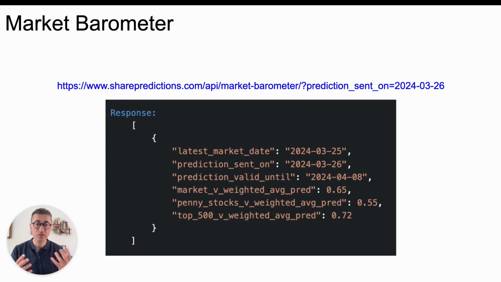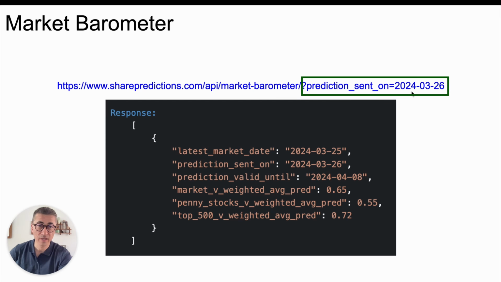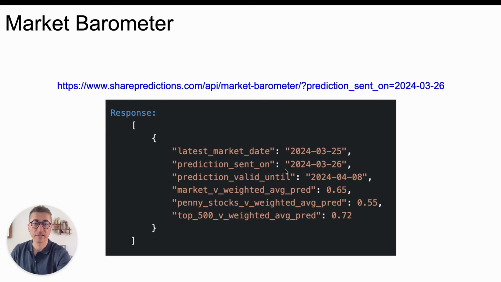And if the prediction sent on date happens to be, let's say, a Monday, since markets are not open during the weekends, the latest market date is going to be the date of the Friday, assuming that the Friday was not a market holiday. So in this case, since we are filtering based on prediction sent on, which is going to be equal to 2024 03/26, the latest market date happens to be 25th of March 2024. Prediction sent on, which is also gathered in the result itself, is 26th of March 2024.